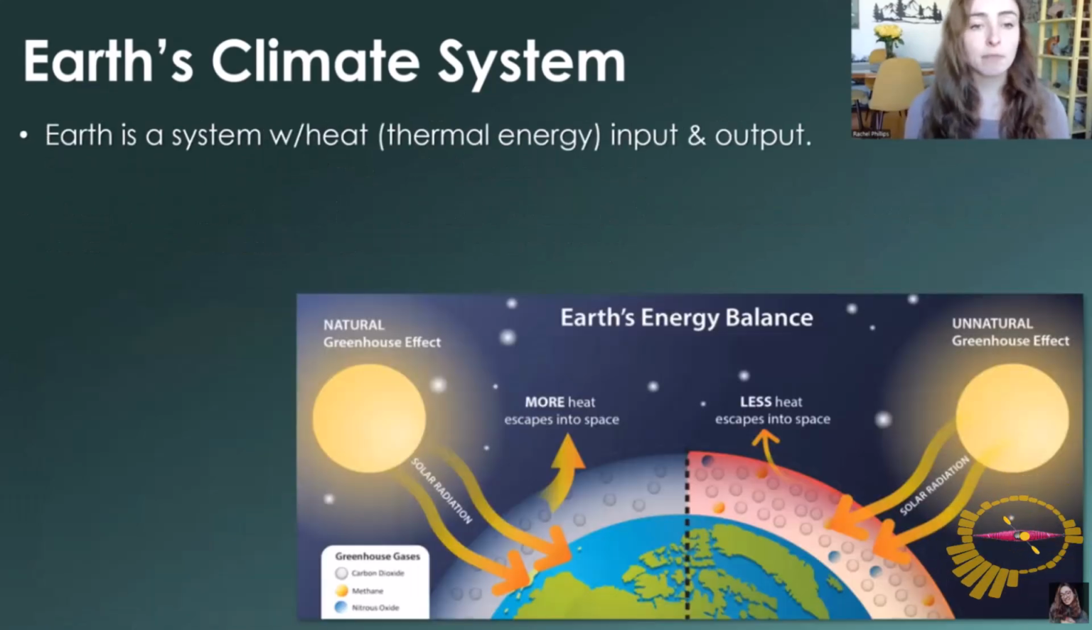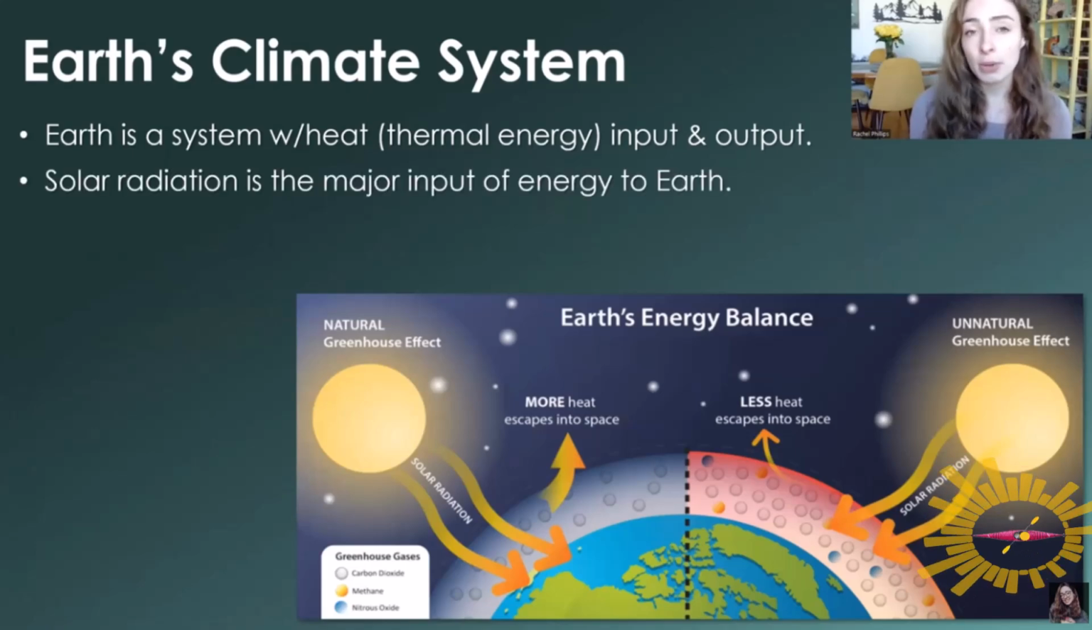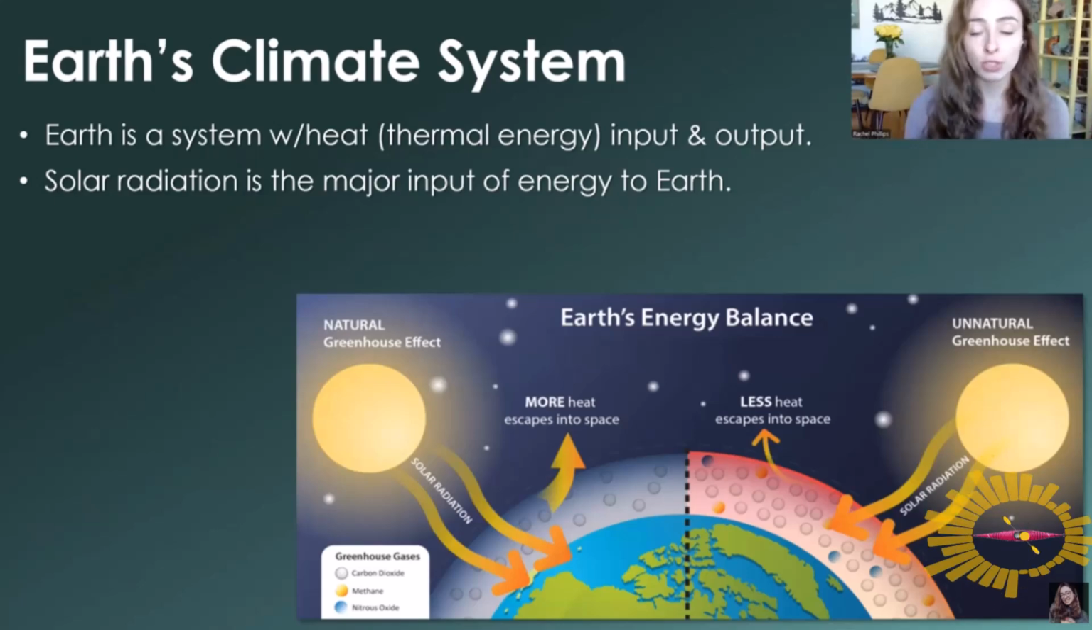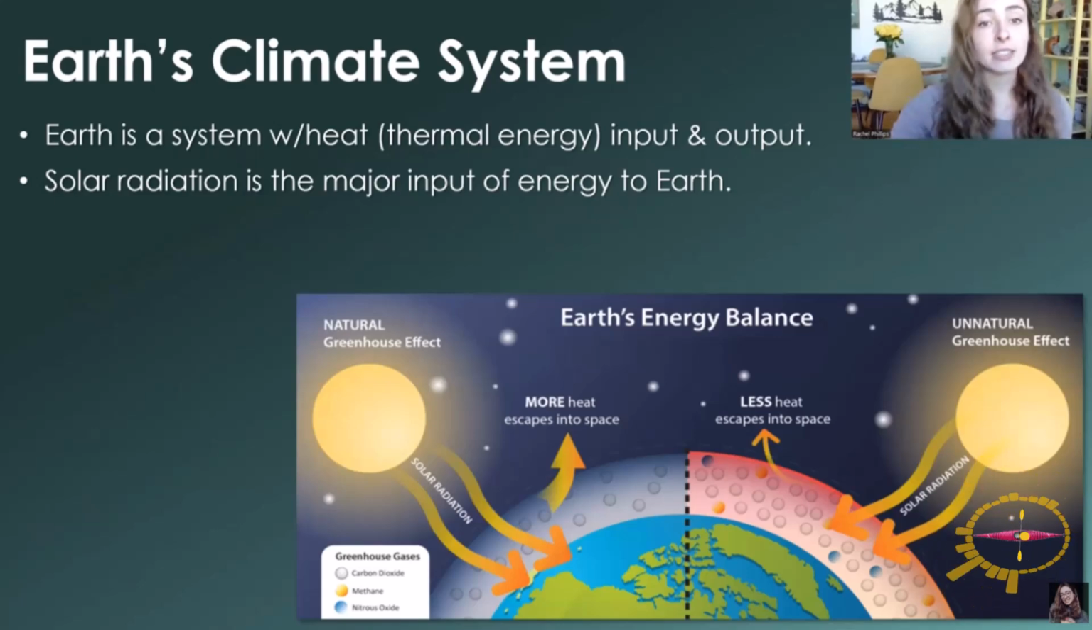And Earth is the same. Earth is a system with heat input and output. And when we're talking about heat input and output, solar radiation is the major input of energy to Earth. It is mainly visible and UV radiation, which are just wavelengths of light, which Earth heats up from and converts to IR radiation, which it emits back out, and that's the output. If you didn't understand that, don't worry, I'm going to explain all that in just a second with actual diagrams. But in any case, it has solar radiation input and heat output.